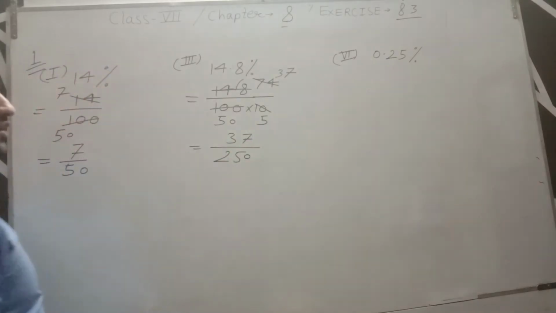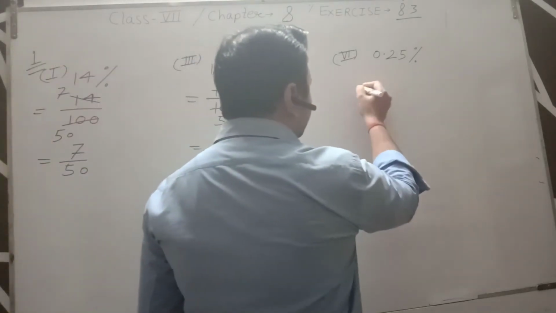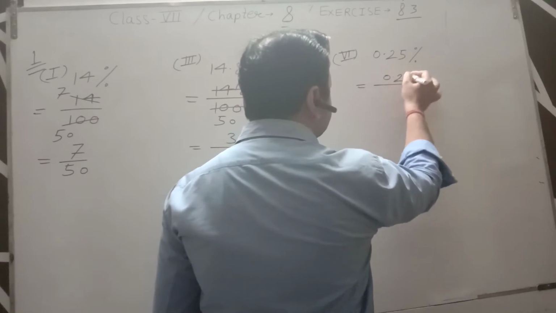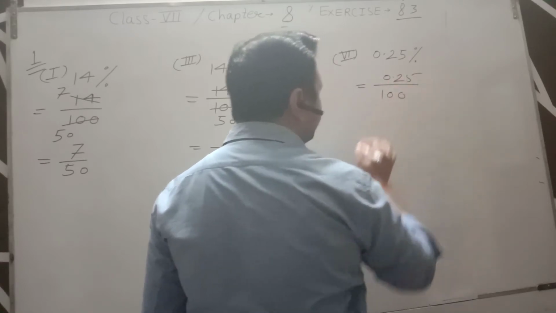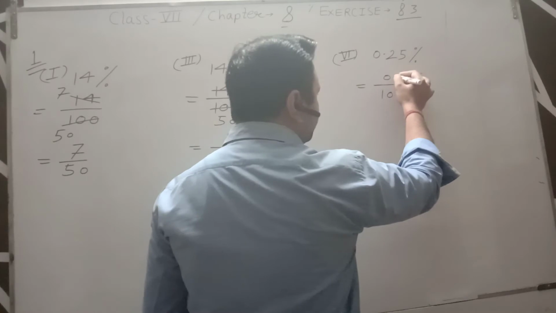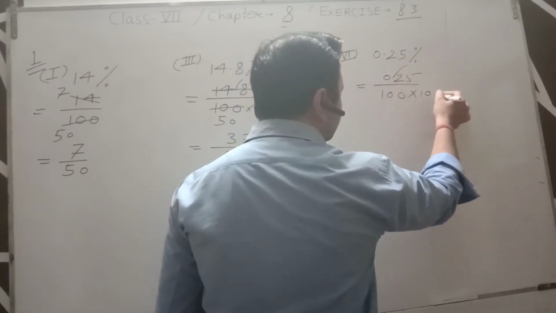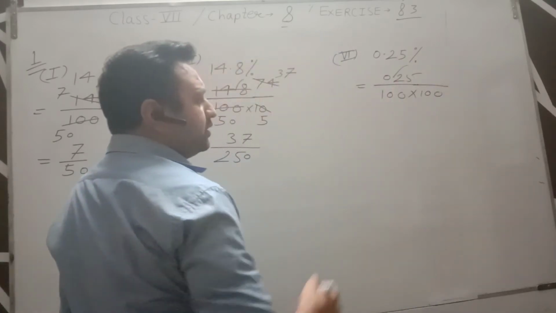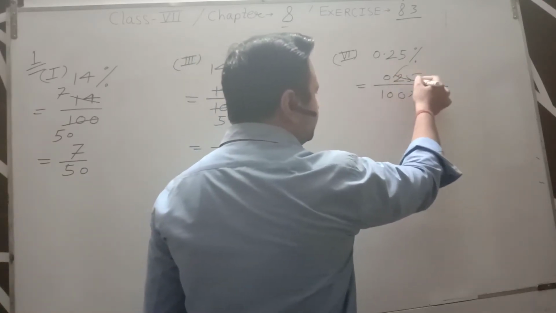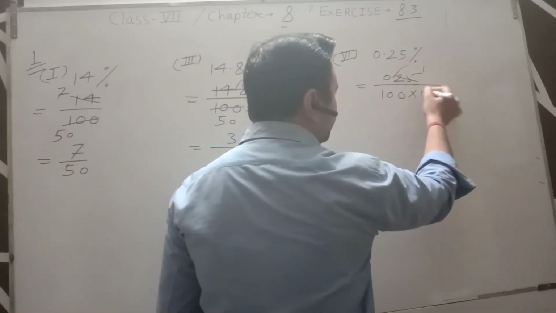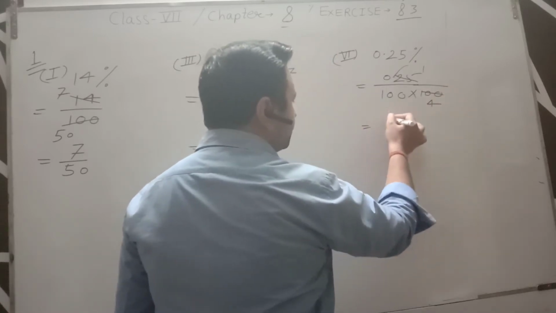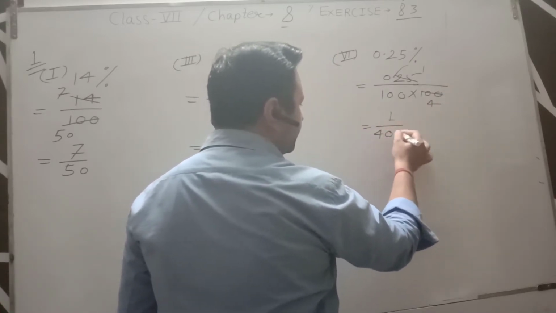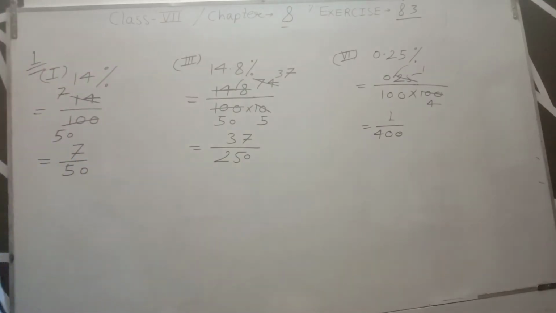250. Now its sixth part, 0.25%. Again, to remove the sign of percentage we note down 100 in the denominator, and to remove the decimal sign we note down 100 also in the denominator. 25 and 100 both are divisible by 25. 25 ones are 25, 25 fours are 100. So the fraction is 1 upon 400. So it's very simple. I am sure you can understand. Now note it down.